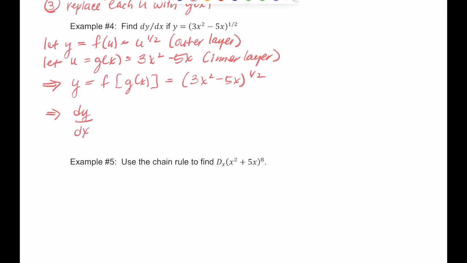So then the derivative of y with respect to x is just going to be the derivative of y with respect to u times the derivative of u with respect to x. So I have everything I need now. I need the derivative of y with respect to u. Well, here's y, and with respect to u, the derivative of this, using my power rule, would just be 1/2 u to the negative 1/2. And then I want to find the derivative of u with respect to x. So here's u. Now I'm finding the derivative with respect to x. So again, it's like your general power rule. That would just give me 6x minus 5.